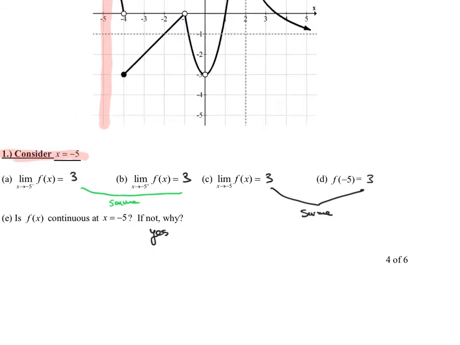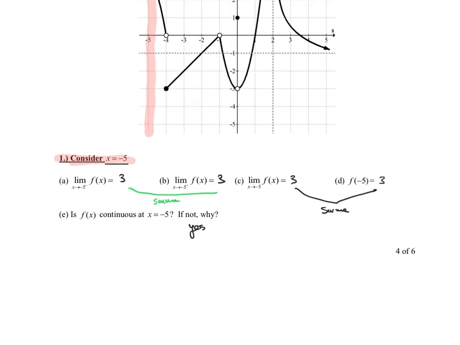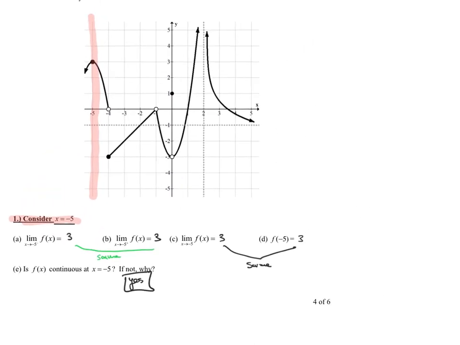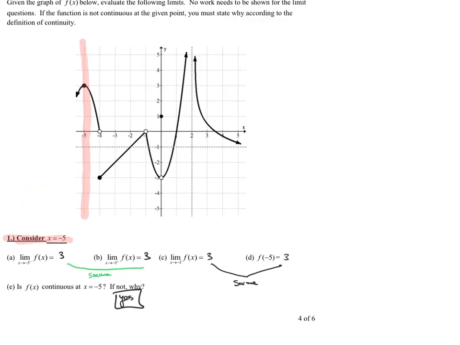Okay? So if the limit from the left and the right are the same, the limit exists. If the limit and the function are the same, it is continuous. All right? So that's the answer to those problems. Now let's think about those exact same questions at a different x value. The next one I'm going to do is at x equals -4.